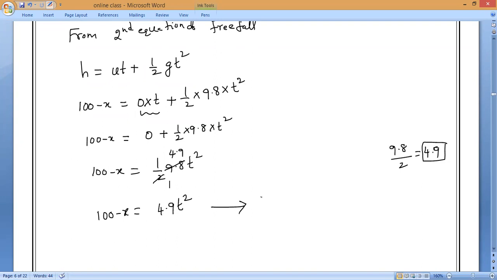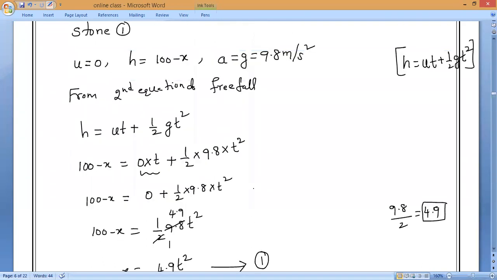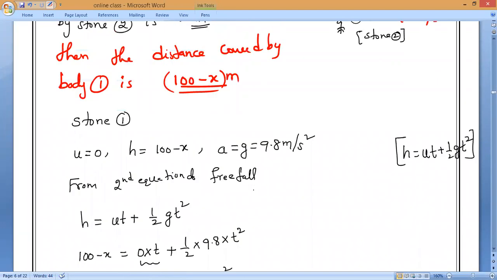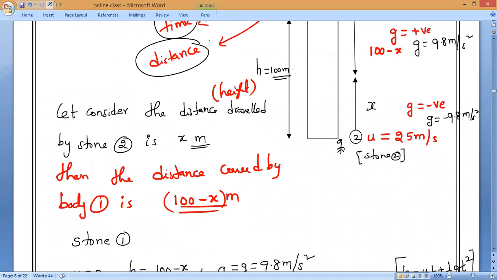Let me assume this is equation number 1. Any doubt? Anybody? Please let me know. Are you clear? This is for stone 1. Any doubt, guys? No doubt, sir.